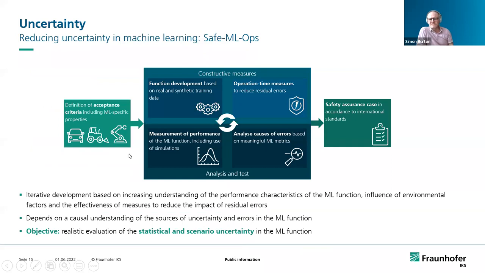One of the ways to resolve this, and I won't go into details here, is what the machine learning safety community is beginning to call safe MLOps. In other words, how can we develop an iterative approach to developing these functions where we continuously try to understand what level of residual uncertainty is present in the function? What are the underlying causes of these uncertainties and residual errors? And can we define measures, either by improving the training data or the design of the system, or by having monitoring, redundancy, and other architectural approaches, to minimize the impact of these residual errors and residual uncertainty? This is an iterative approach that's beginning to be developed and applied here.